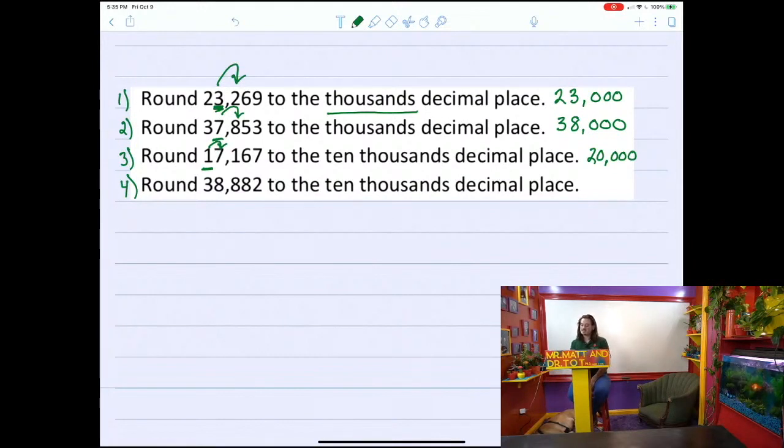Round 38,882 to the 10,000s decimal place. So we're rounding to this decimal. Looking to the right, that's an 8, so we're going to bump this up to 40,000.